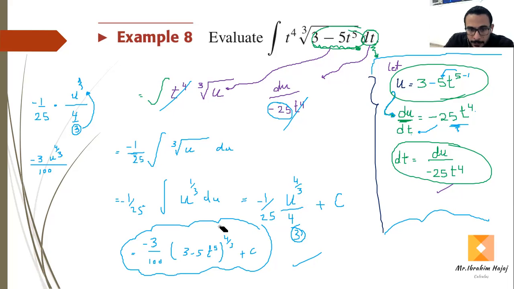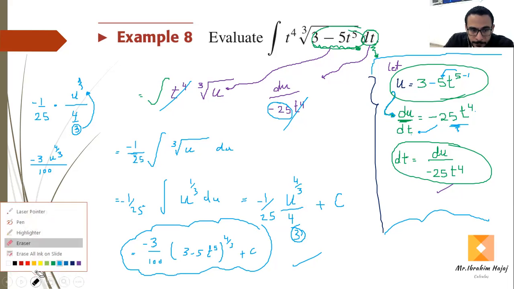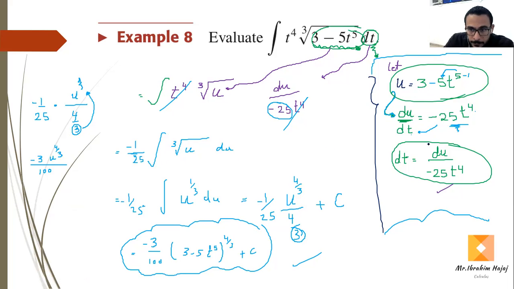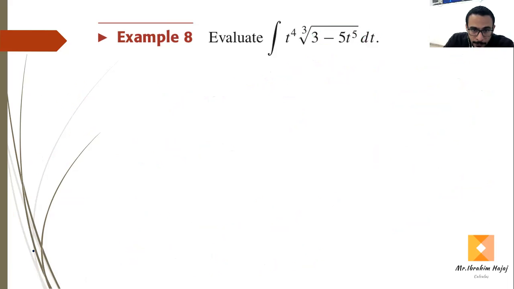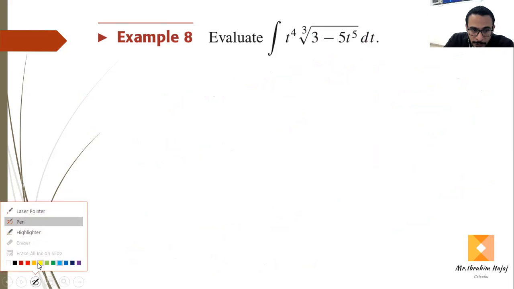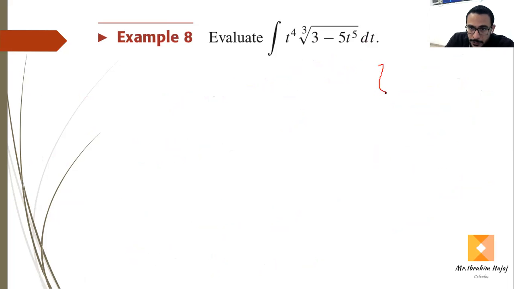Mister? Yes, Ali. Can you repeat the du over dt step? Because I didn't understand it. Yes. Let's solve the question again. We have, guys, the question: t to the power of 4 times the cubic root of 3 minus 5t to the power of 5. We let u equal what is inside the cubic root, 3 minus 5t to the power of 5. Then differentiate to find the dt.